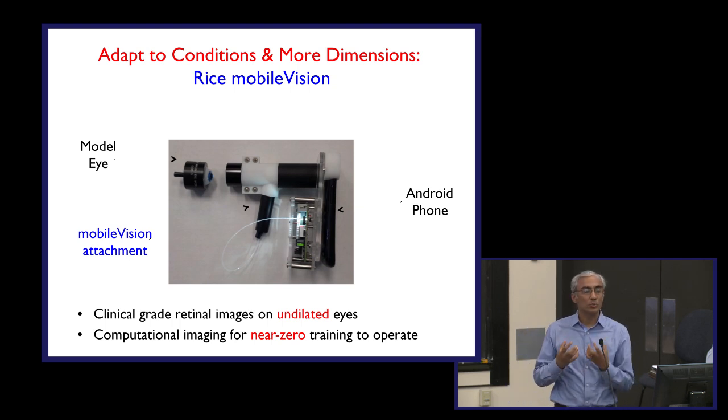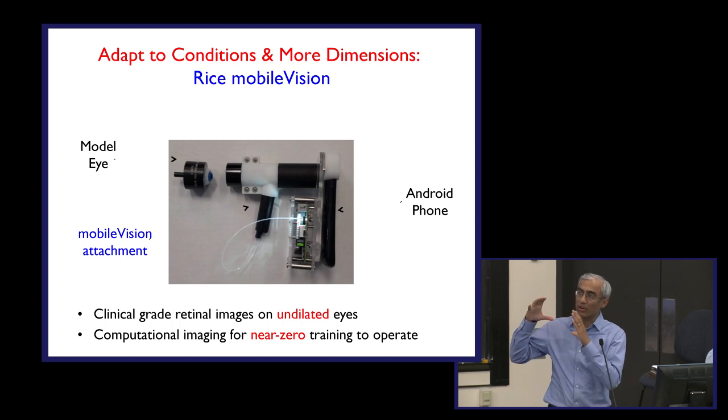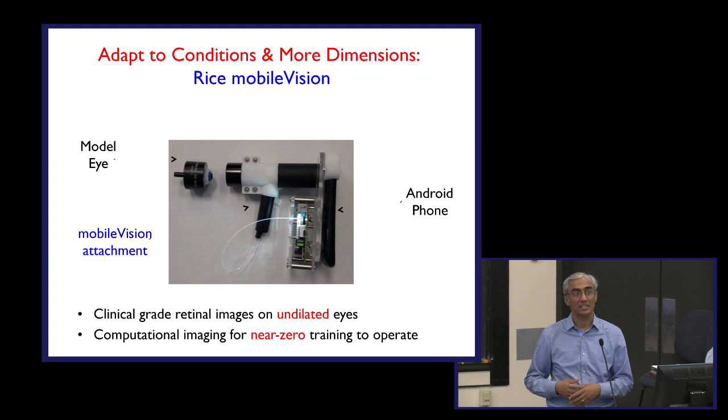So this idea is that you want to harvest more and more dimensions of the human body, that means collect more information, and adapt to more conditions, more error-prone conditions. Okay, so here is an example of what we're building, a retinal imager, which is an attachment to a smartphone, which will get clinical grade retinal images on undilated eyes. Right now, if you want a 45 plus degree field of view, you need to dilate the human eye. Can we do it on an undilated human eye?